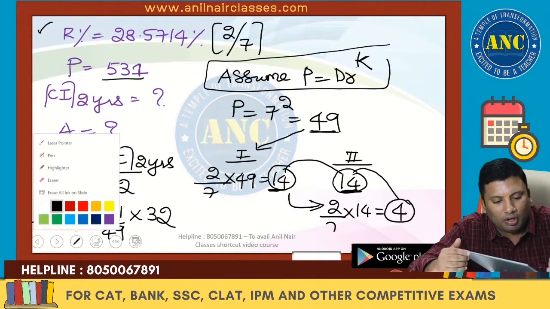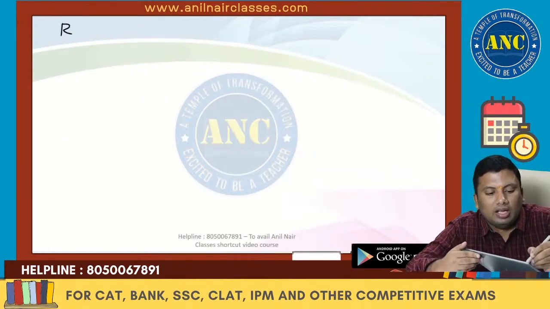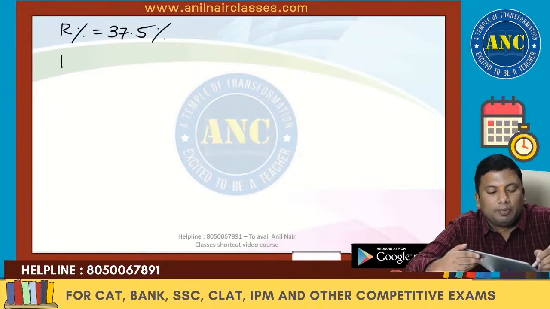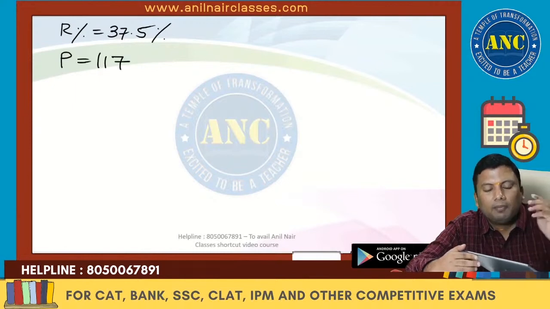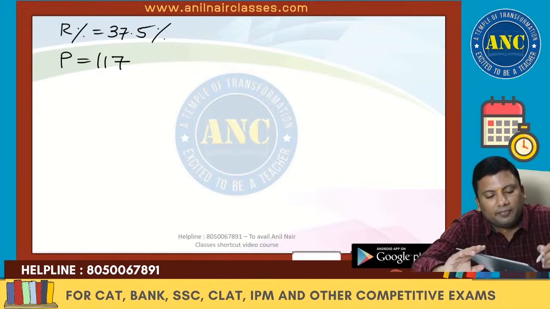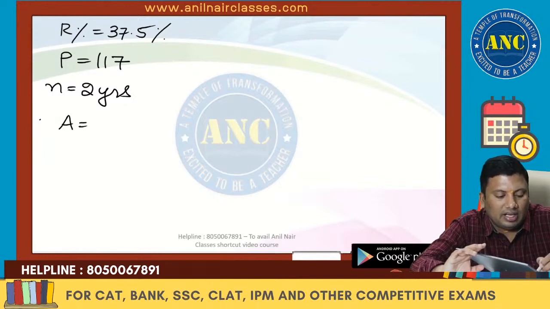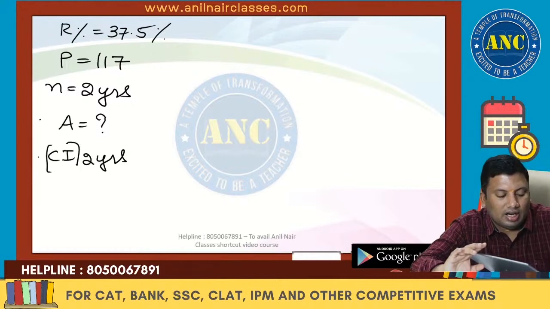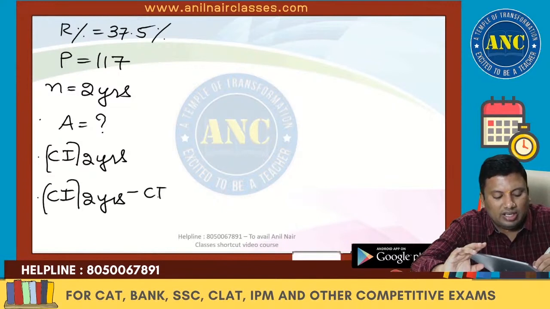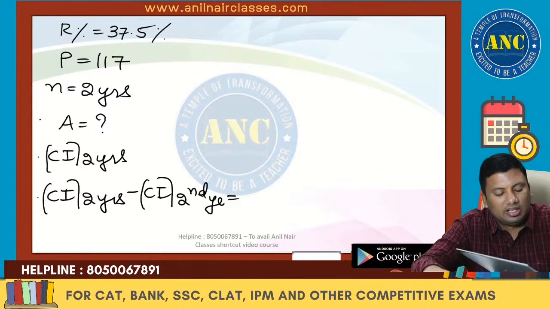Now see here, one more problem. R is nothing but 37.5 percentage. Principal is nothing but 117. N is nothing but 2 years. First question, find the amount. Second question, find the CI for 2 years. Third question, find the difference between CI for 2 years and CI for second year. All these three we will solve.